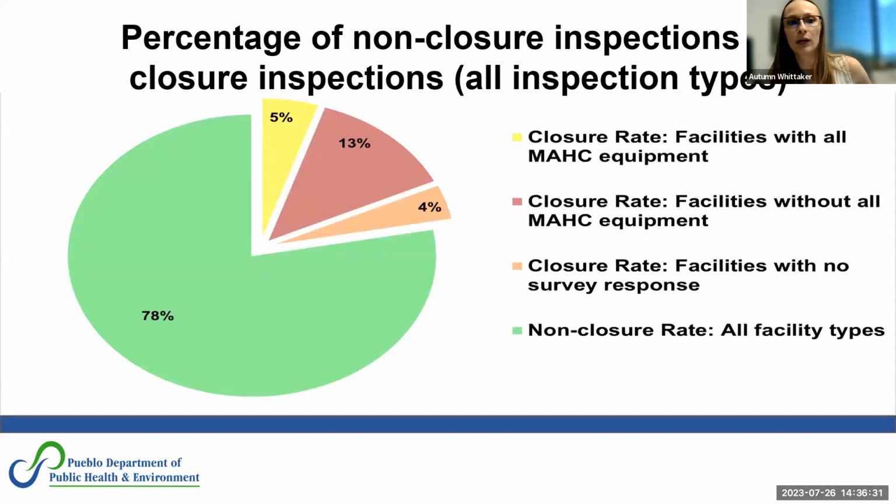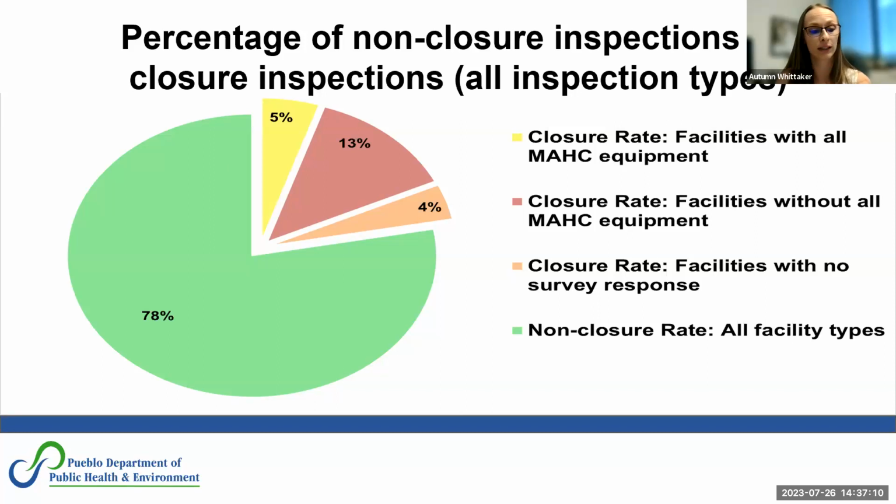So this slide, we're breaking down the percentage of non-closure inspections versus our closure inspections. Now, this is taking data from 2016 to 2021. Everything in the green are our routine inspections that did not end in a closure. The yellow 5% there is the closure rate for our facilities that had all of the MAHC equipment that I mentioned in that survey. And then we go into the red, that 13%, that's for our facilities who got a closure and they did not have all the MAHC equipment. And then in orange, we have facilities who did not have a survey response for us.